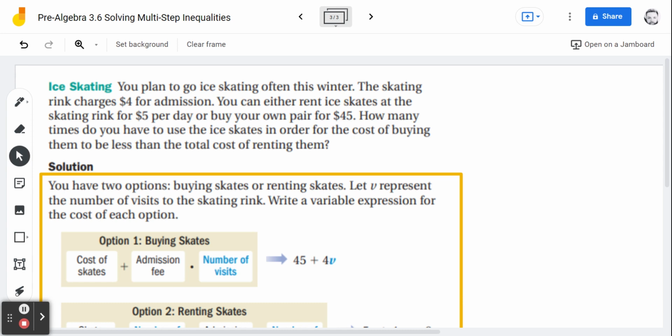You know you're going to go ice skating a lot, but maybe it'd be cheaper if you just bought the ice skates. Because if you're going to go a lot in 1 year and you pay $5 each time, it might cost more money to rent them. So you have to figure out how many times you are going to go. Am I going to go 7 times? 10 times? 3 times? I don't know. So we've got to figure out at what point it makes a difference.